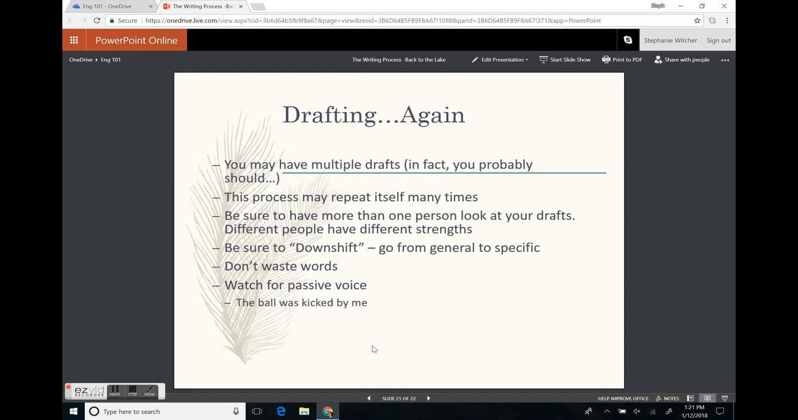Be sure to downshift. This is something I write a lot. Anytime you can be more specific, your paper will be better for it. Don't waste words. Please don't be extra wordy. It doesn't earn you any points by throwing in extra words. Finally, watch for passive voice, and here is an example: The ball was kicked by me.